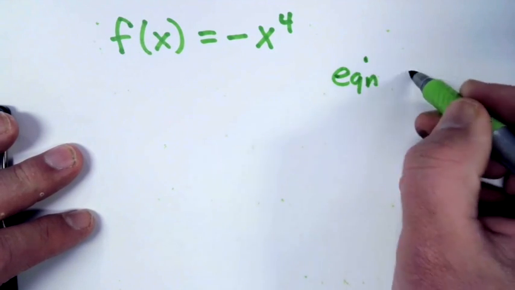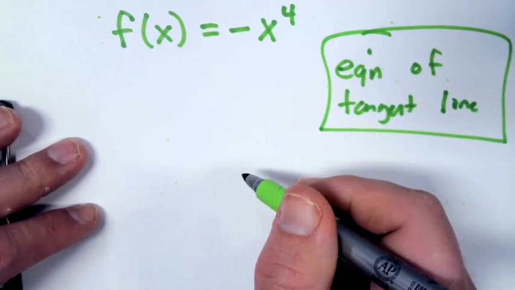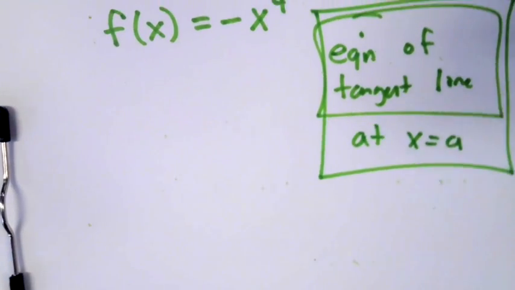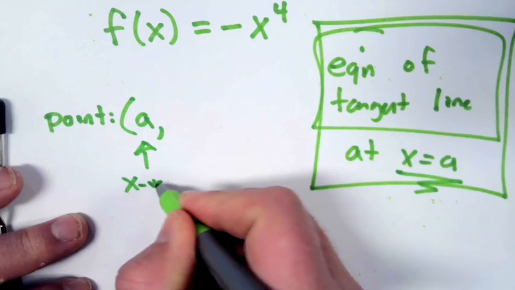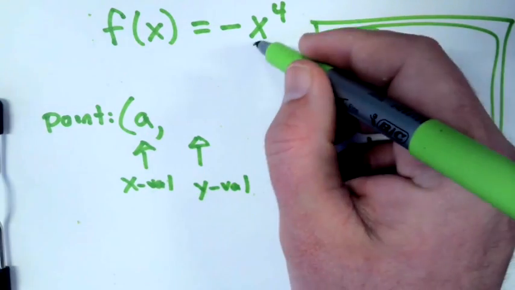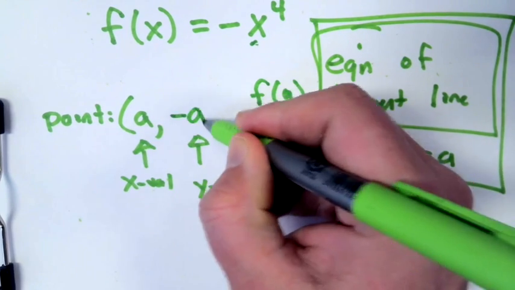So to find the equation of the tangent line, I need two things. And I'm going to be at an arbitrary x equals a here. So I'm going to be looking at my point. I know that my point is x equals a. What's my y value? It's just the function, right? It's y equals f of x. So it's just plugging into this formula. So I'm plugging in f of a for my y value. I mean, negative a to the fourth.